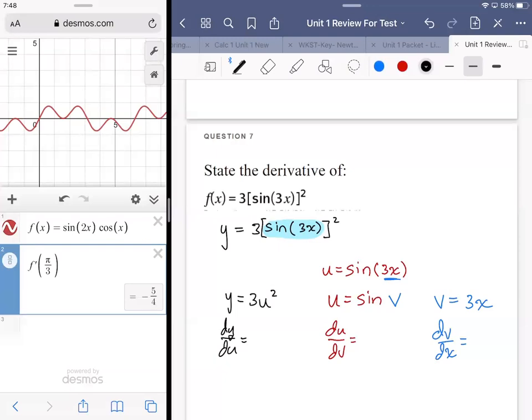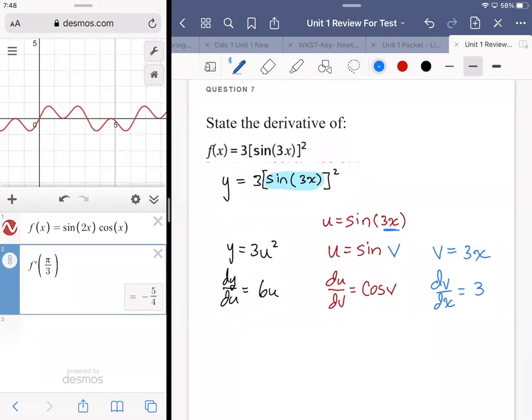3u squared, derivative 6u. Sine of v, derivative cosine of v. Derivative of 3x, 3. All right. The extra twist on this is what would I have to do if I wanted to get dy/dx?